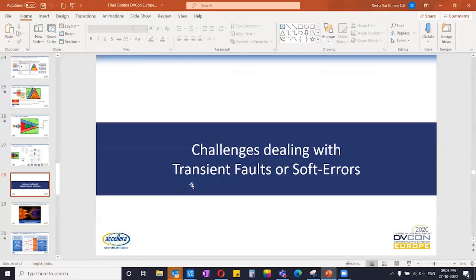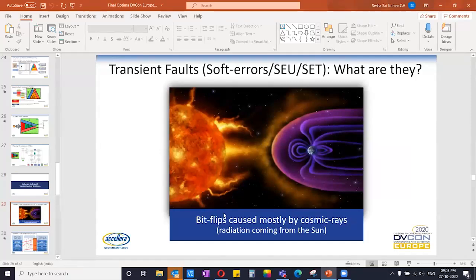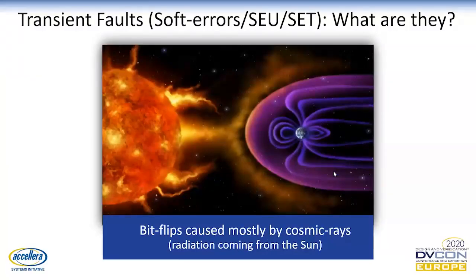As we have seen the demo for structural analysis and the hard error analysis, now we're going to focus on some of the challenges in dealing with transient faults or soft errors. So what are they? Transient faults are generally termed as SEU, single event upset, or single event transient, SET. These are basically bit flips caused by cosmic rays and radiation from the sun.